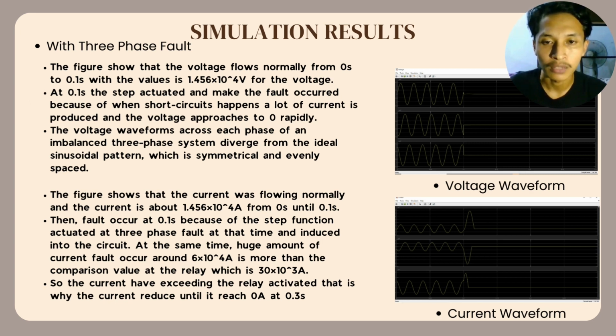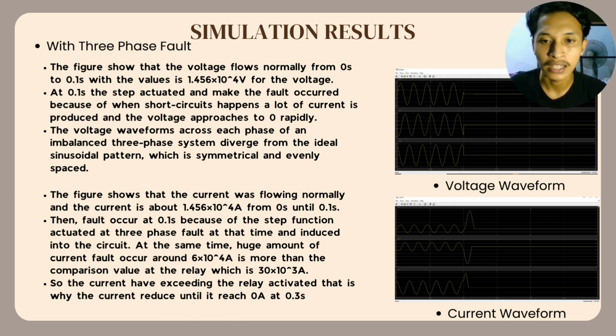The voltage waveform across each phase of an unbalanced three-phase system diverges from the ideal sinusoidal pattern, which is symmetrical and evenly spaced. The figure shows that the current was flowing normally at about 1.456 times 10 to the power of 4 amps from 0 second until 0.1 second.